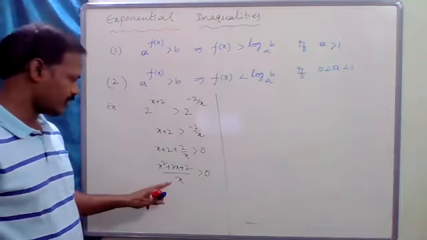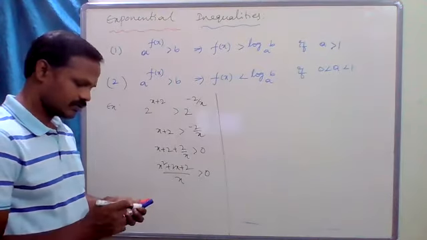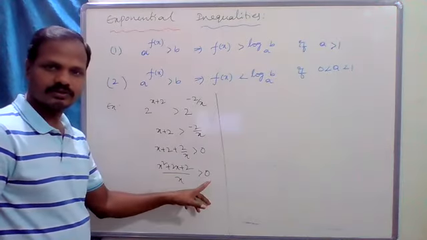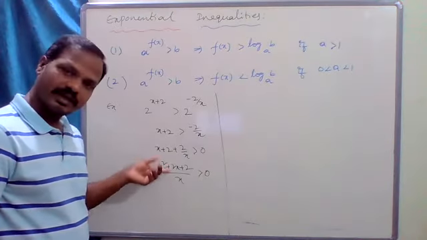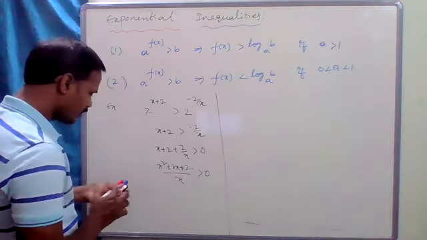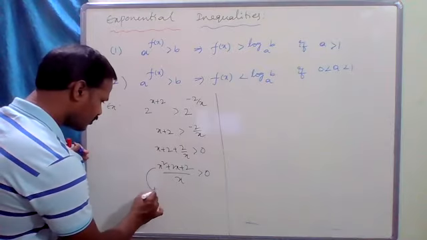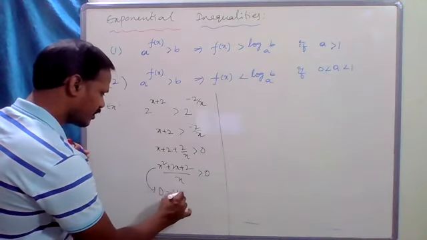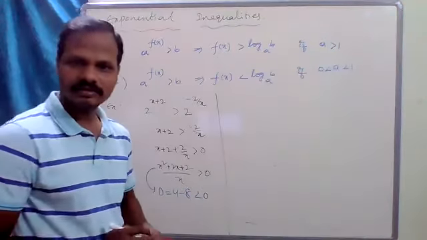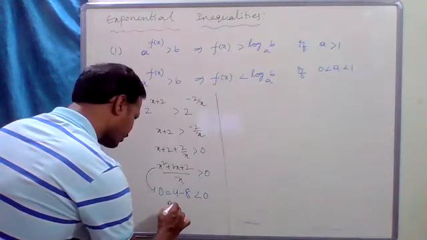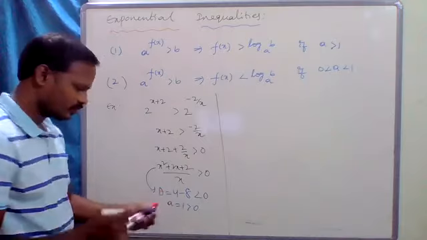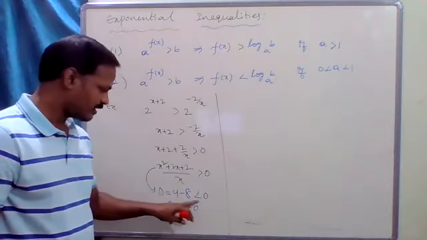Now, when does this become positive? If both are positive, then the total expression is positive. If both are negative, the total expression is also positive. Now what about the discriminant of the numerator, b square minus 4ac? It is less than 0. And what about a? a equals 1, the coefficient of x square, which is greater than 0. So a is greater than 0 and d is less than 0.